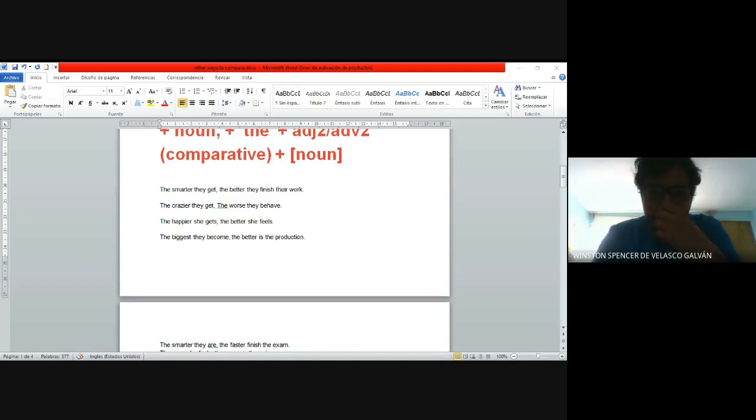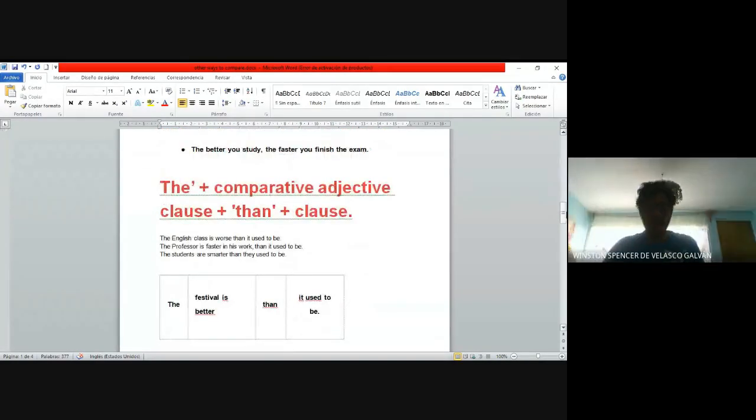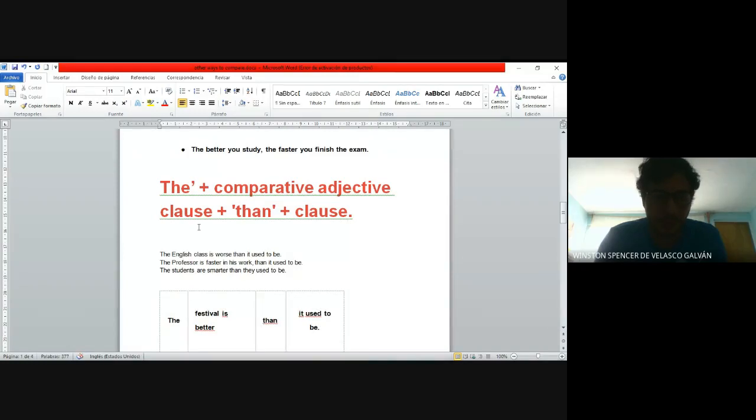Muy bien, entonces. Perfecto. Let's move on forward then. Vamos a continuar. So, that's the way. Now, look at this. We got another ways to make a comparative. We need to follow the following structure. We need to use the word the, comparative, plus the word than, and a clause. I'm going to make it for all of them.